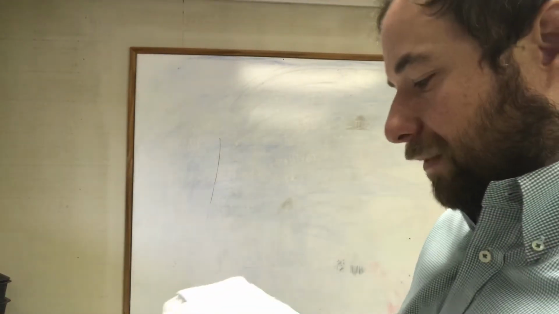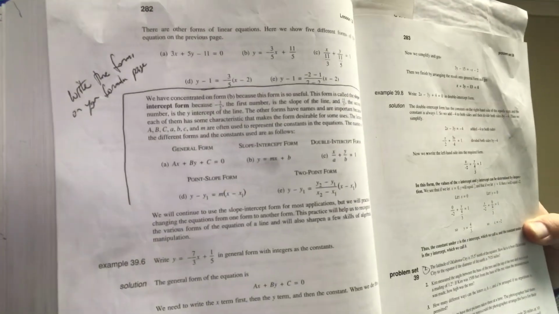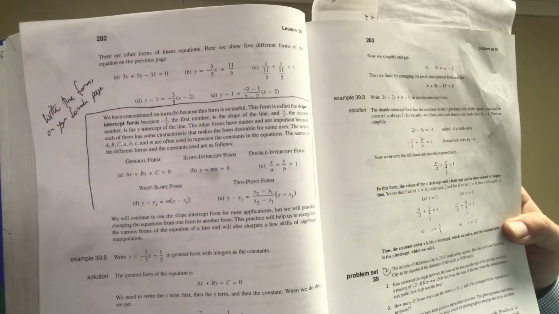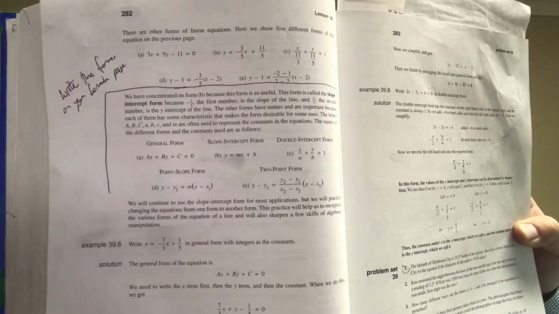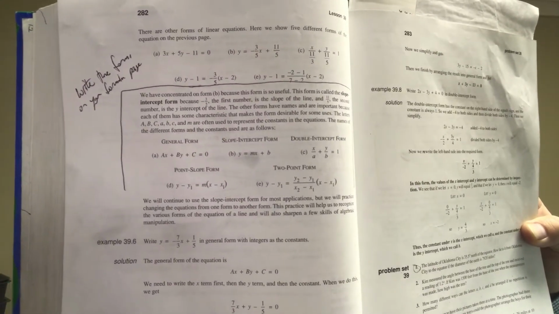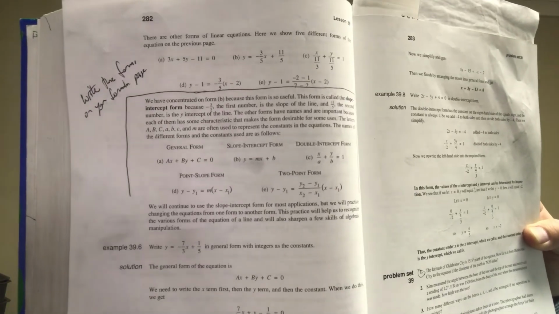The next concept is from lesson 39, and it's called Forms of Linear Equations. You need to look at your book at the part that I have squared or put in a box, and you see general form, slope-intercept form, double-intercept form, point-slope form, two-point form. You need to put those 5 formulas on your formula page. You may want to pause this and write this down, or go in your book and write this down.